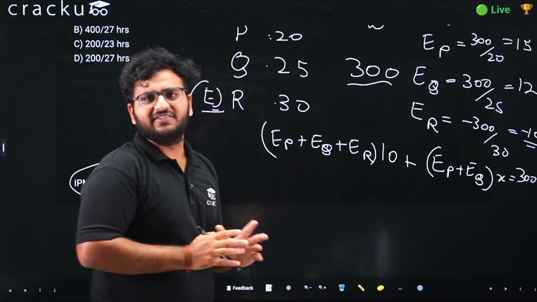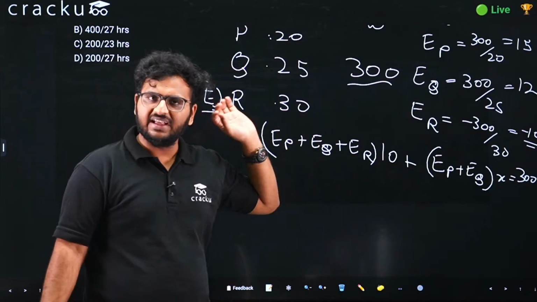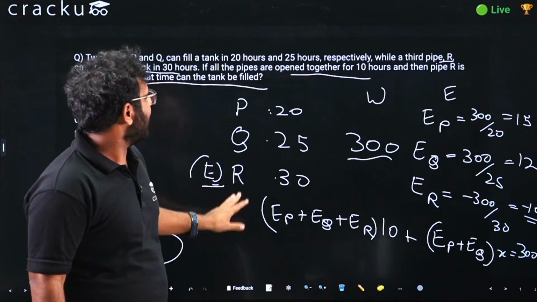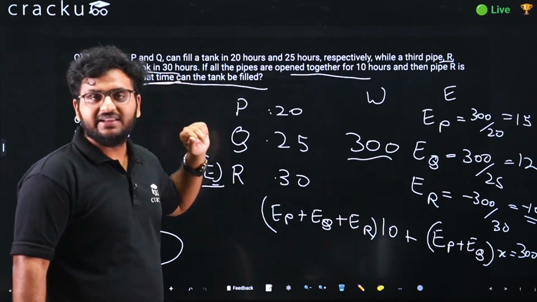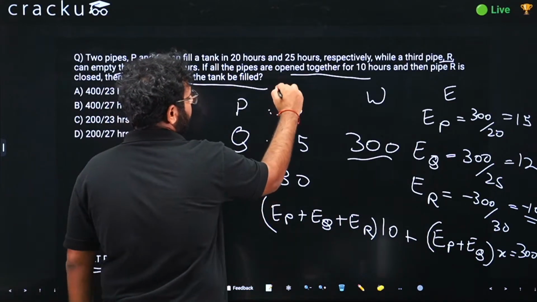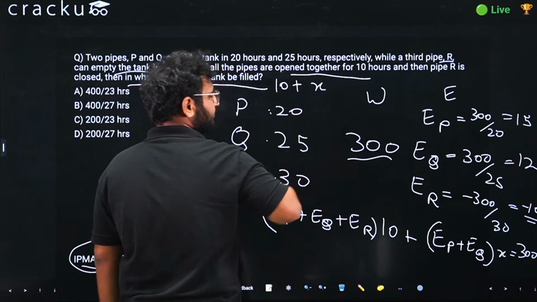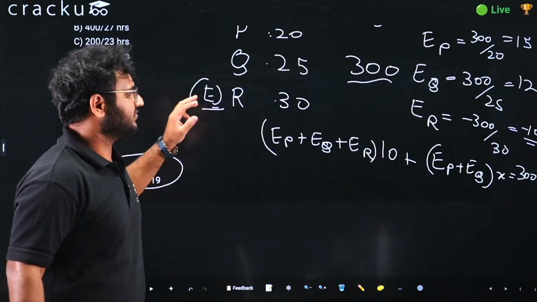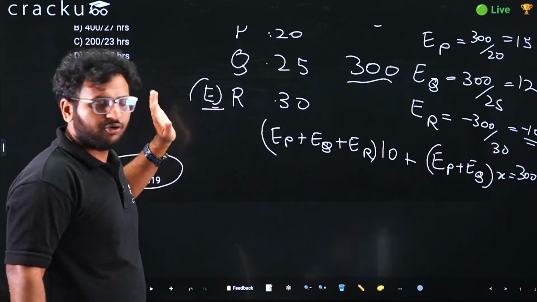So whatever is given in the question, I have written it as it is. Now they are asking for what time the tank can be filled. So it would be 10 plus X. Now let us first find the value of X and we will know the answer.